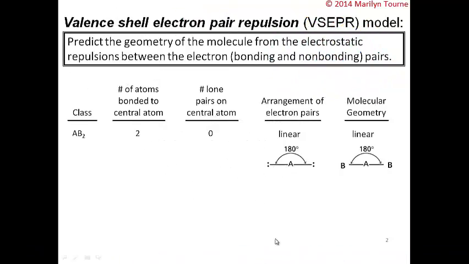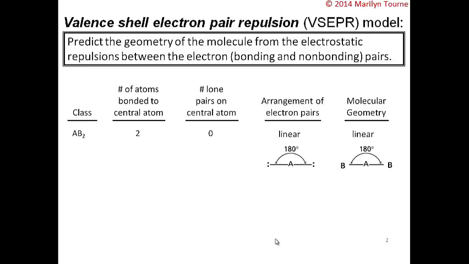By now, we know that molecular geometry is a 3D thing. It's not something that you just write on a piece of paper. A molecule's geometry affects all kinds of properties of that molecule, physical and chemical, such as melting point, boiling point, density, etc. The VSEPR model, which stands for valence shell electron pair repulsion, helps us predict the 3D geometry of the molecule from electrostatic repulsion between electrons, bonding and non-bonding pairs.